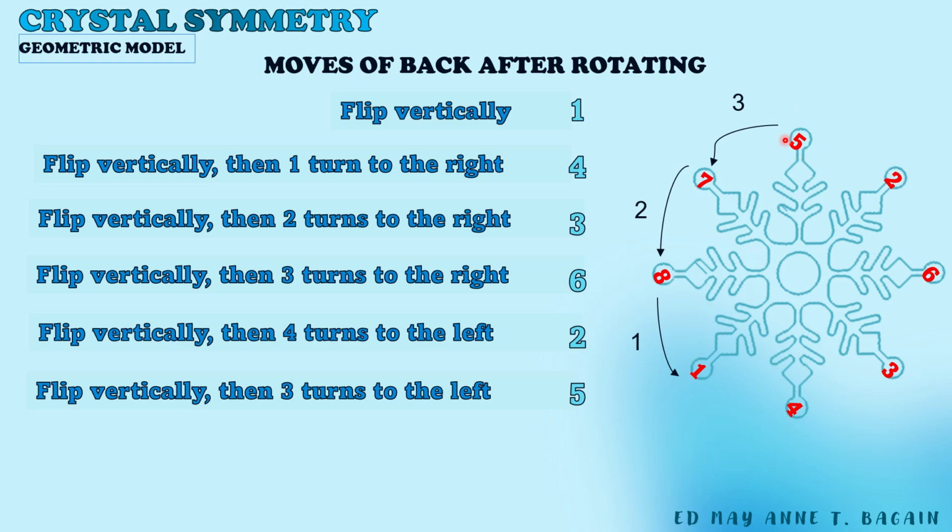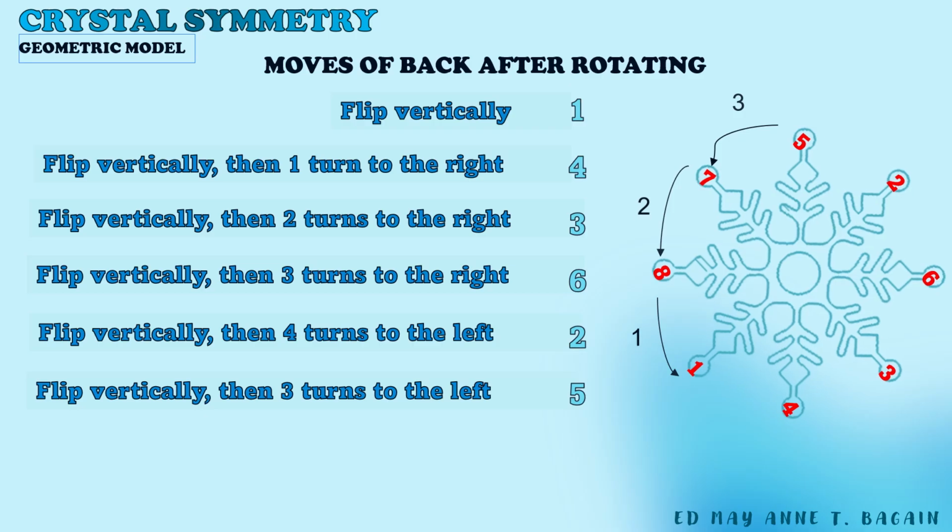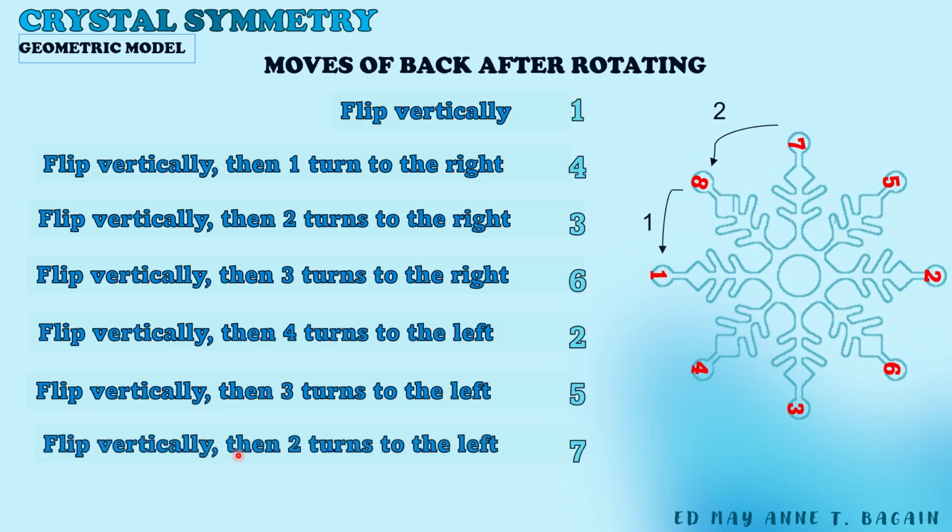Okay, so look at this as one, and then we have here the eight and the seven, and then the five. Next, we have the flip vertically, then two turns to the left. So we're looking at the seven. For example, we have a one, and then here the one will be here, so the eight, and then if the one is already here, the seven will pop there. That is why we moved two turns counterclockwise to reveal the seven, and that is the move for the seven. Two turns to the left.